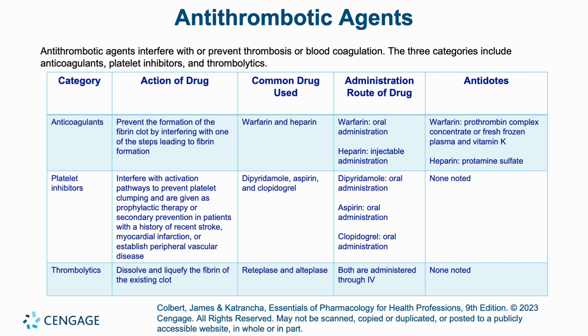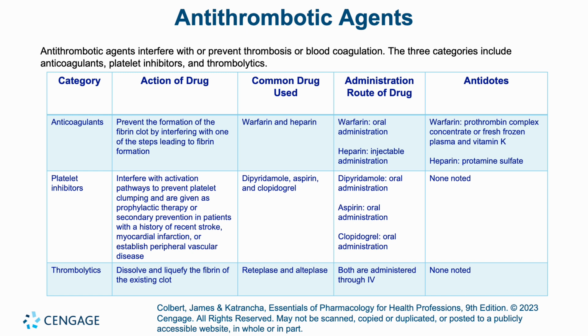It's important for these that there is an antidote, because if the bleeding becomes uncontrolled, we may need to reverse the action of the drug. The antidote for warfarin is prothrombin complex concentrate or fresh frozen plasma and vitamin K. Heparin, the injectable administration, the antidote is protamine sulfate.